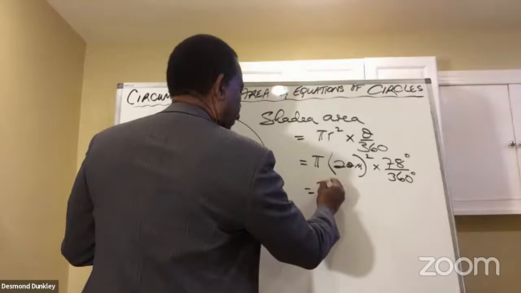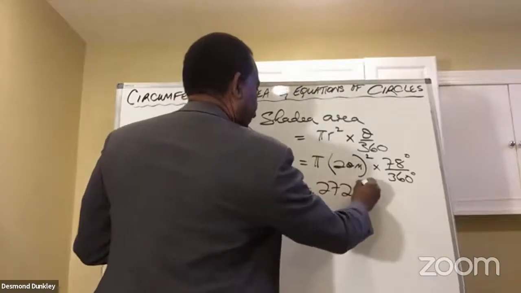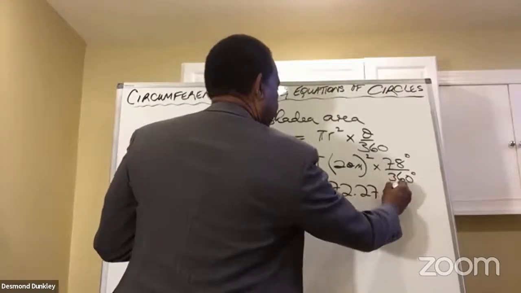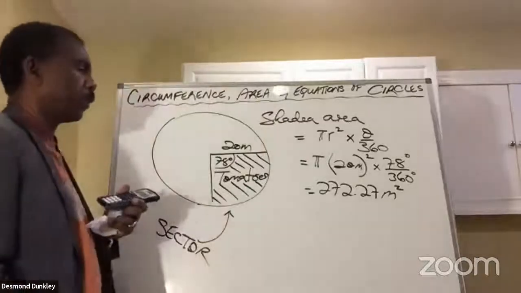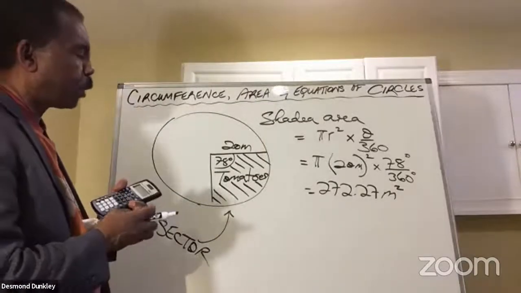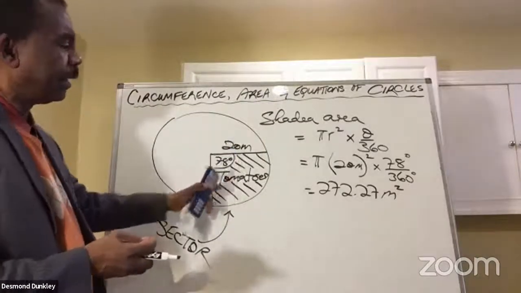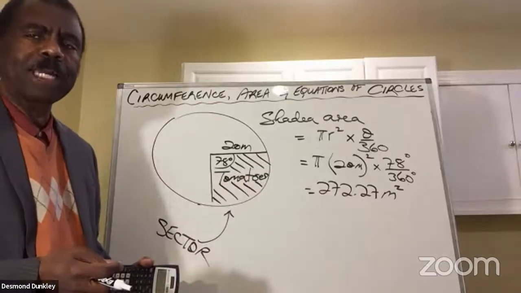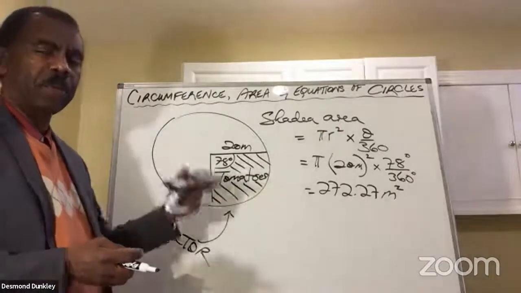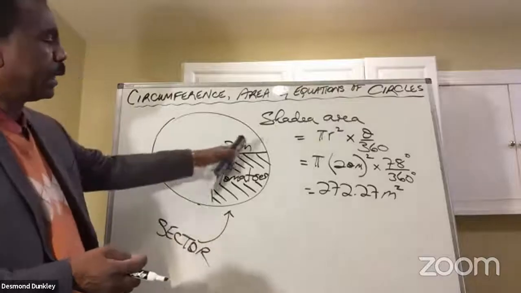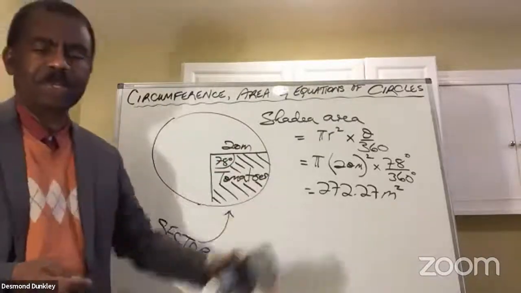That's 272.27 square meters or meters squared. So this portion of the circle is only 272.27 meters squared, okay? Which is different from the area of the entire circle.